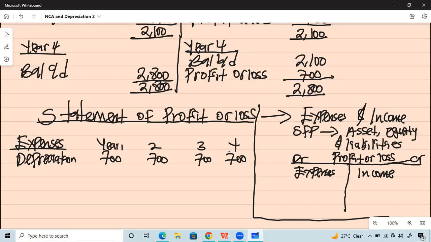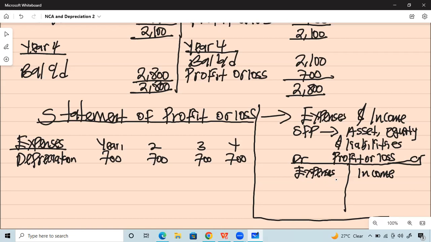So this is how we prepare the statement of profit or loss. We prepare it in vertical format, not the T format. But please, I'm begging you, don't forget this thing. It's very, very important.